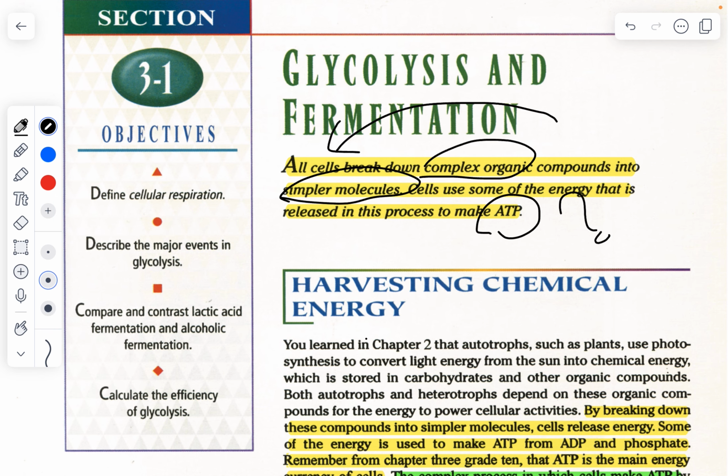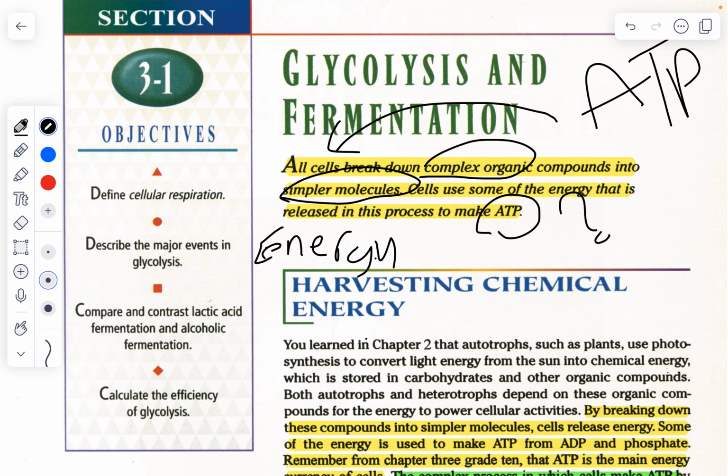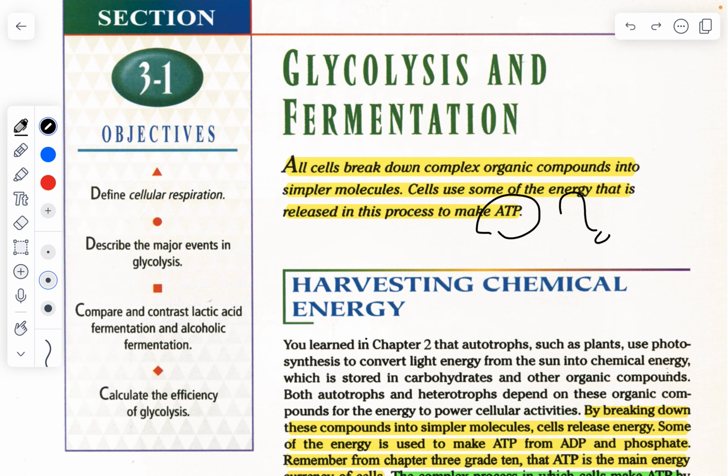When this reaction happens, which thing will be released? Energy will be released. Not all of this energy, but some of it becomes ATP. It's not saying all. So the aim of cellular respiration is what? The aim of cellular respiration is to break down complex or large organic molecules into simpler organic molecules, and then ATP will be produced inside that process.